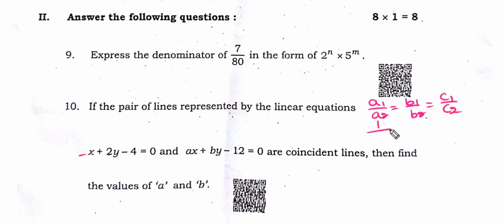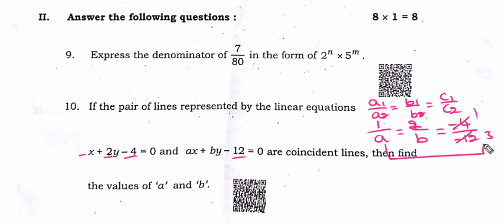a1 is 1, a2 is 3, so a1 by a2. b1 is 2 and b2 is b. c1 is minus 4 and c2 is minus 12. Therefore we have to simplify this one. 4 ones are 4, 4 threes are 12, minus minus gets cancelled. So this is 1 by 3.